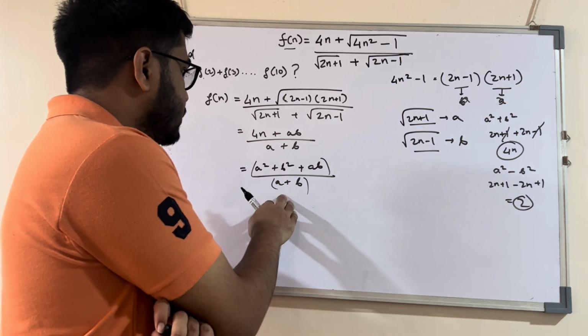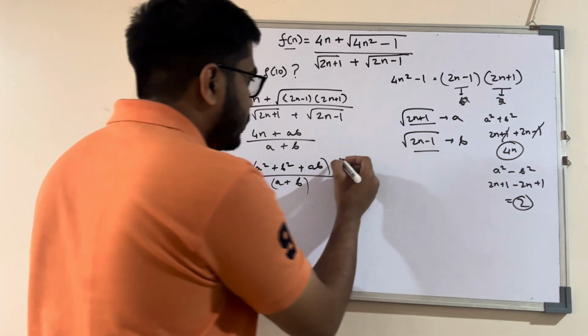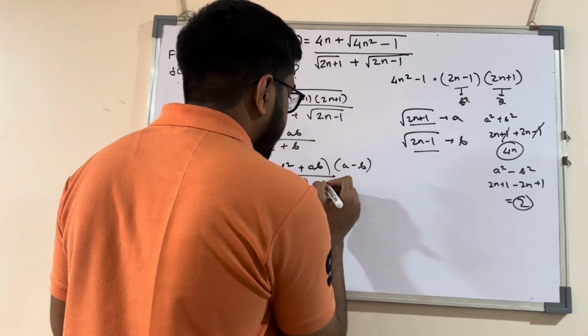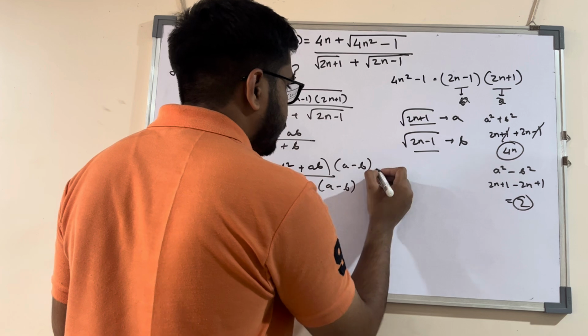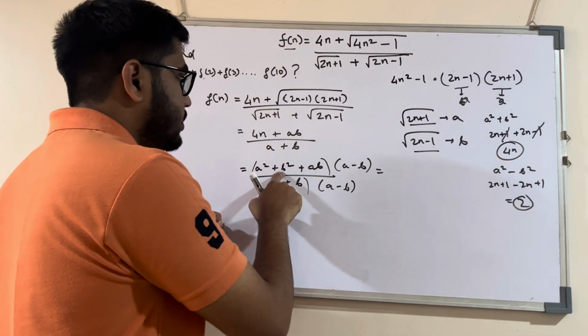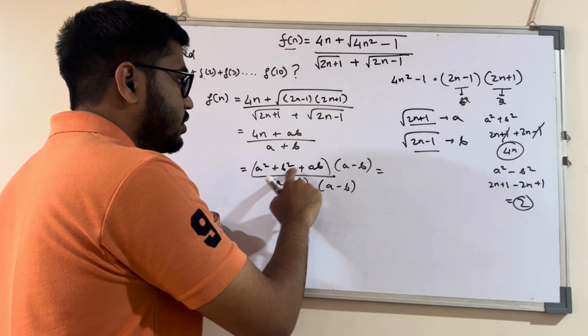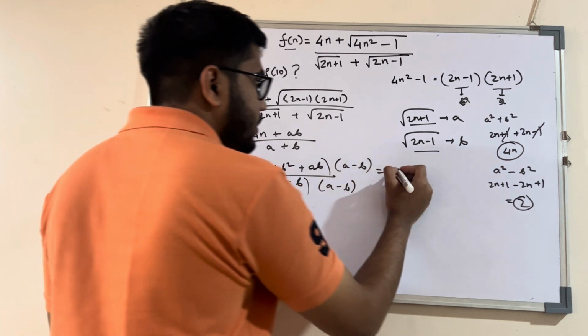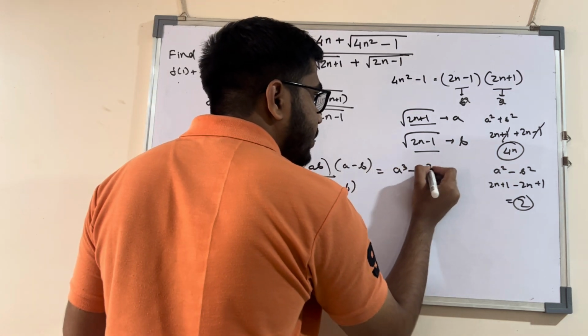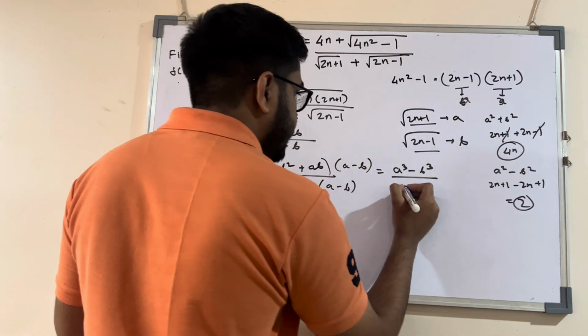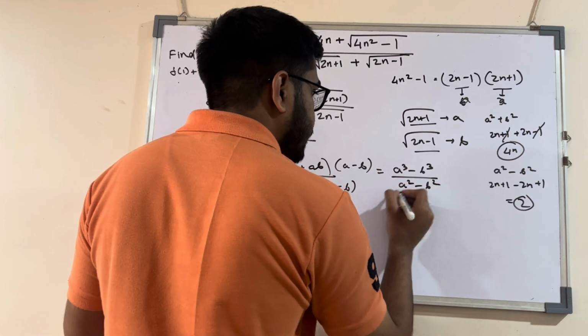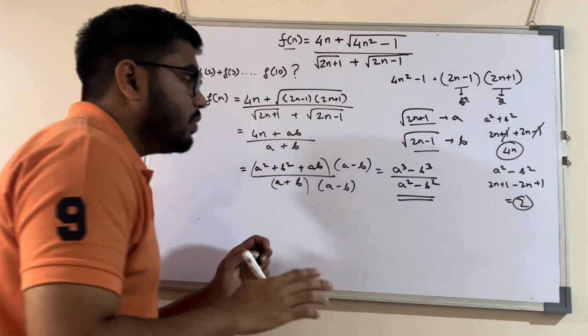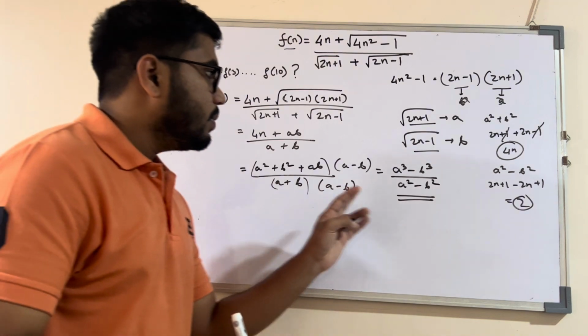If I look at a plus b, what I can do is multiply a minus b to both sides. What will happen? a square plus ab plus b square, times a minus b, this is a cube minus b cube, right? And this is a square minus b square. Wonderful. So I land up here with a cube minus b cube and a square minus b square.